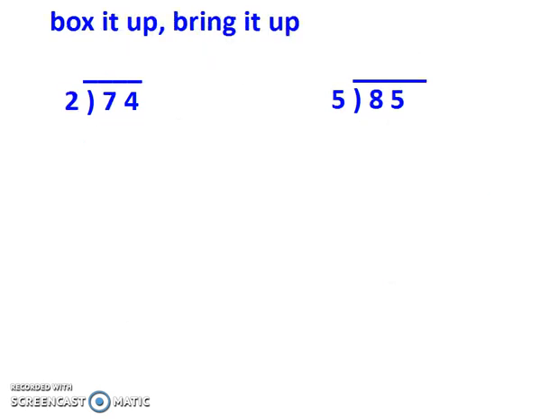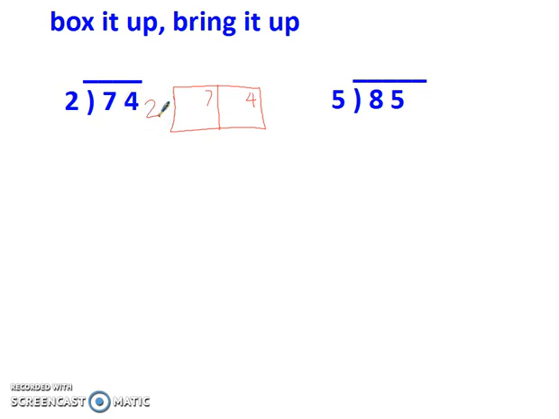Okay, let's try it out the box it up, bring it up. This is a totally different strategy. Okay, it's sort of like standard algorithm with a twist. So here's my box. This is my tens box and my ones box. I'm going to put my tens here. There's my 7. There's my 4. So 74. Dividing by 2.